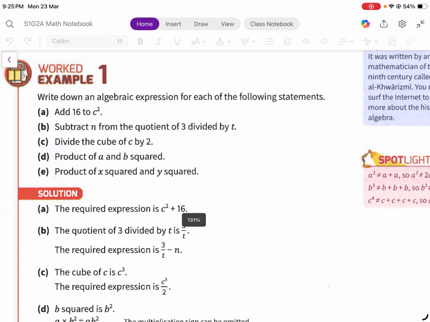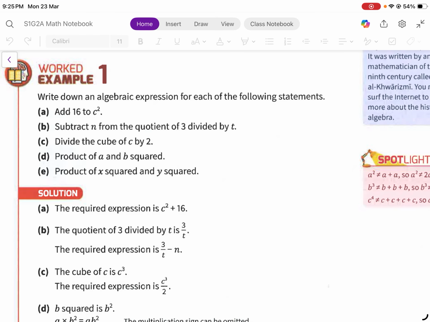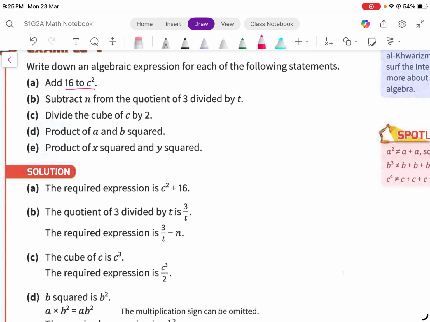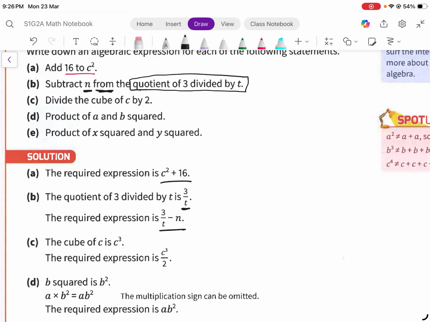Okay, so for example 1, write an algebraic expression for each of the following statements. Add 16 to c square, right? So from here, very simple, self-explanatory, just 16 plus c square. Subtract n from the quotient of 3 by t. So the quotient of 3 divided by t comes first, which is 3 over t. Then you subtract n, because they said subtract n from the quotient. So 3 over t minus n, this is your answer.